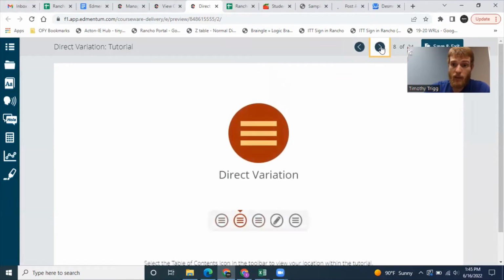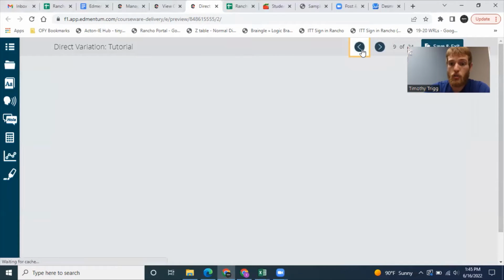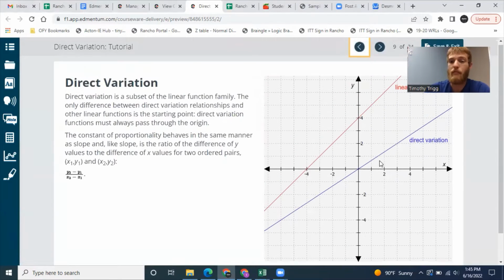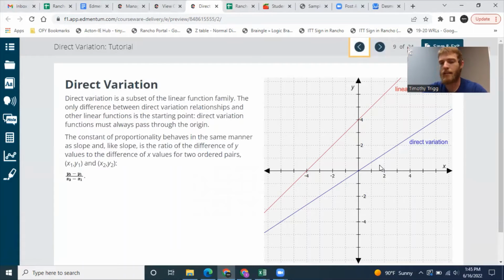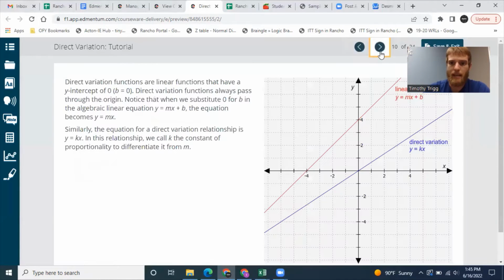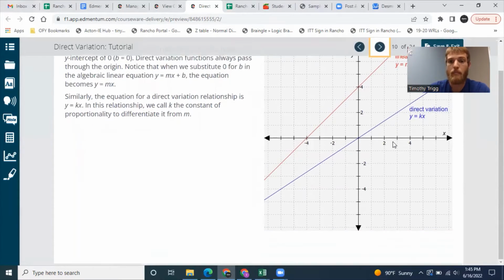Now, direct variations, they do form a line, but they form kind of a special kind of line. Well, it's not that special, but basically it goes through 0, 0. In other words, the y-intercept, the b, when we say y equals mx plus b, the y-intercept is always 0 when you're dealing with direct variation, but it still forms a straight line. So those are the main things, that it's a straight line and its y-intercept is 0, right?